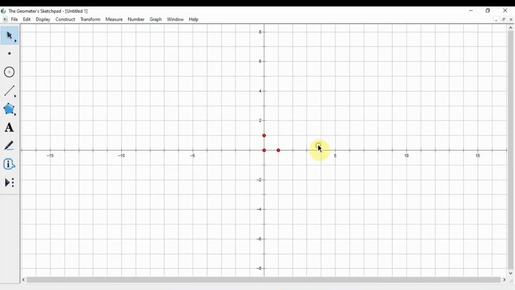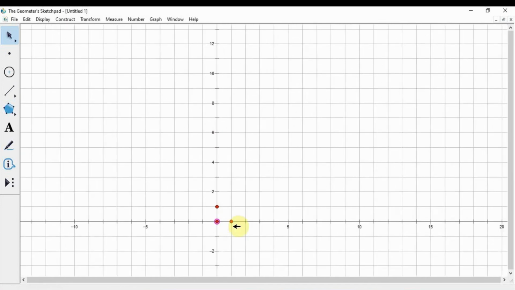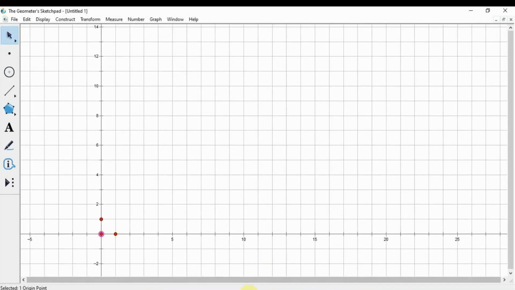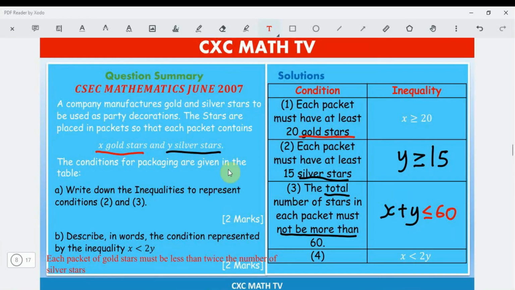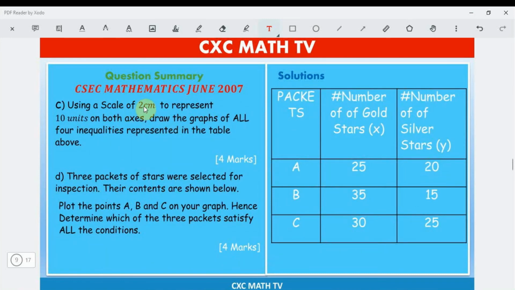Alright, so I have out my graph here. I have out the preview. And what it said is that we need it to be, what's the scale? 2 centimeters to represent 10 units on both axes. This is key. 2 centimeters to represent 10 units on both axes. So in other words, let's go ahead and do that.